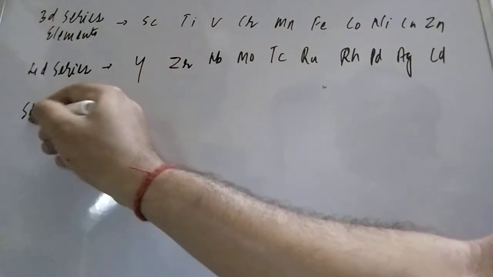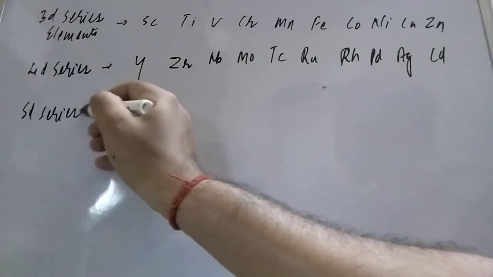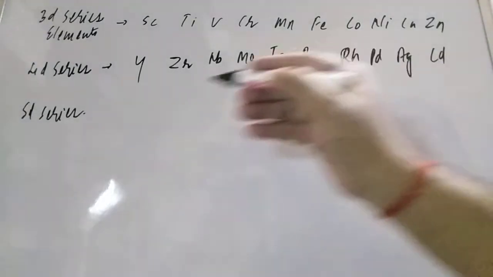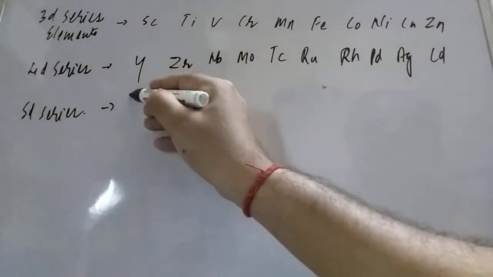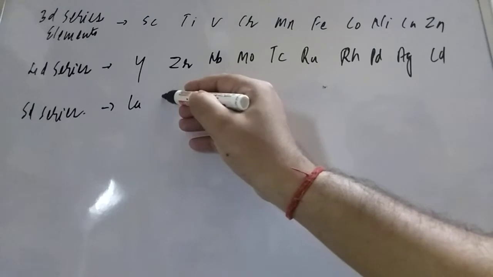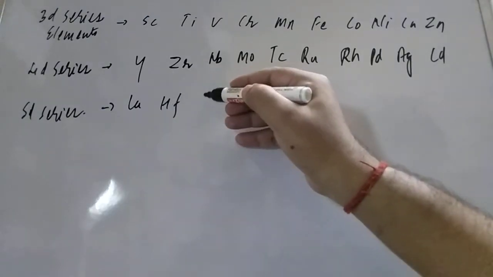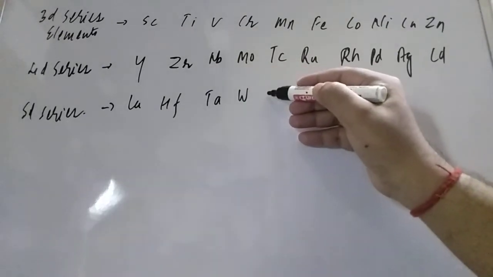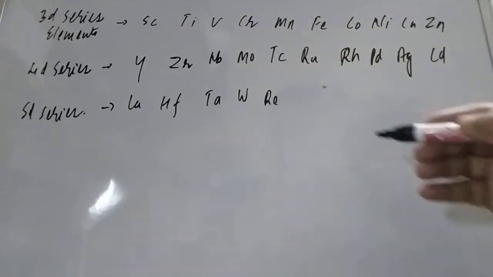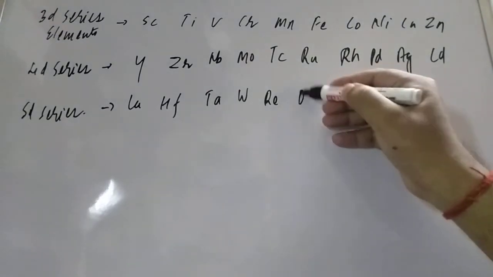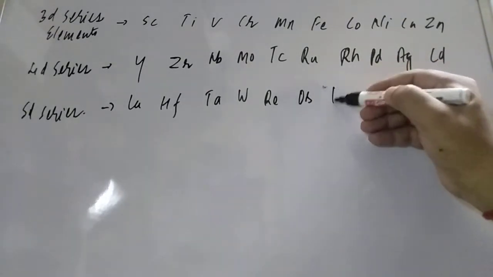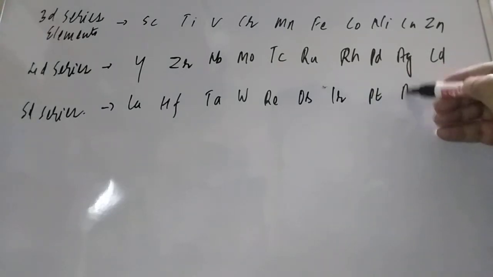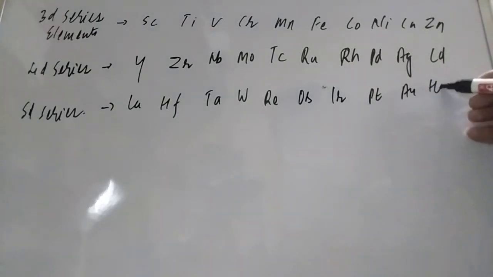If you are going to the 5D series, what are the 5D series elements? The first element is lanthanum. Then hafnium, tantalum, tungsten, rhenium, osmium, iridium, platinum, gold, and mercury.